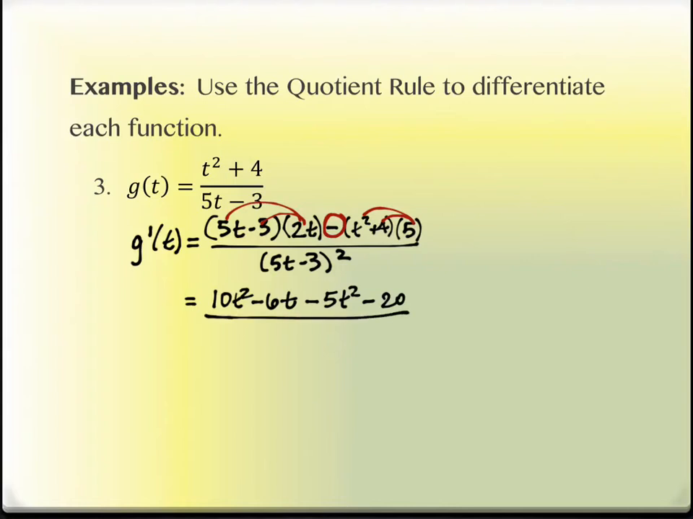Avoid the temptation to square the denominator. That will never lead to anything productive. You may leave the denominator always in squared form. Okay? Don't go simplifying what's not necessary. And we'll clean up the numerator where we can. And we can in a couple places. So I have 10t squared minus 5t squared, so that's 5t squared. Minus 6t and minus 20.